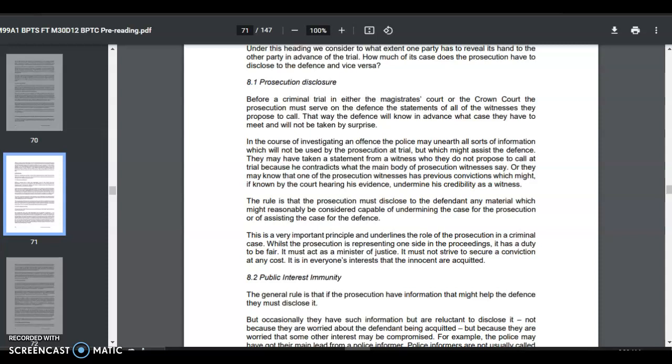The prosecution must encourage dialogue with the defense and engage promptly with them. The defense then has to engage with the prosecution and assist the court in fulfilling their duty. So that is where prosecution disclosure is very important, so that it encourages dialogue between the parties.